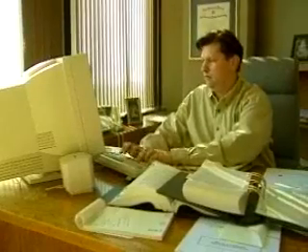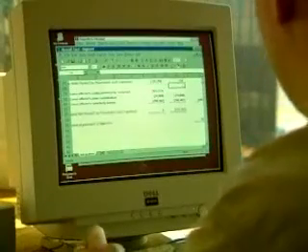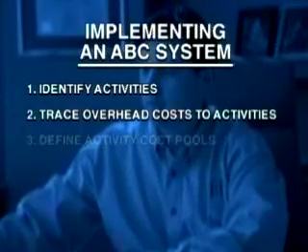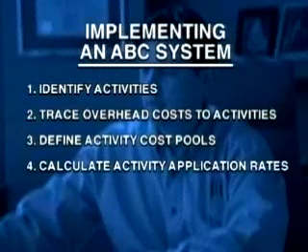And identify those items so that in the future, anytime those types of issues come up again, we can consider those in the original costing process and we don't miss it. Once the activities have been identified, they're pooled in a logical manner into activity cost pools, for which activity application rates are calculated.